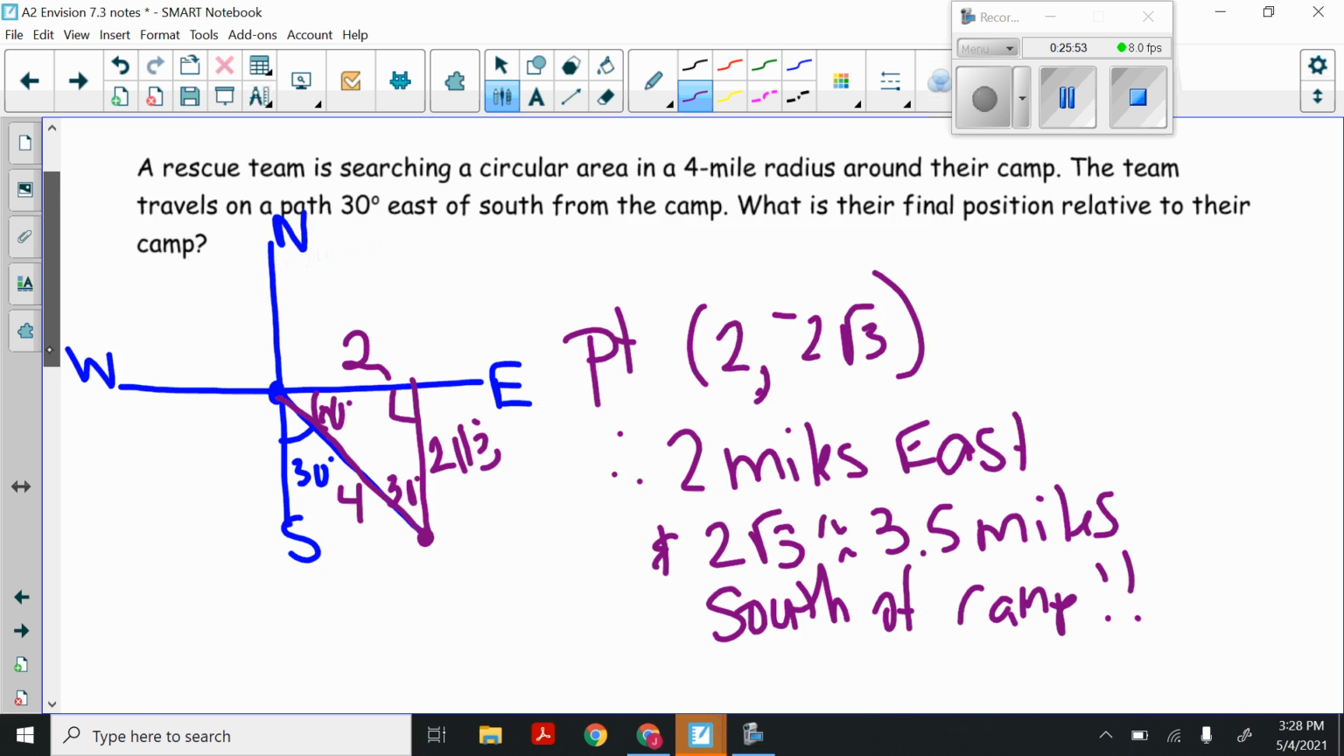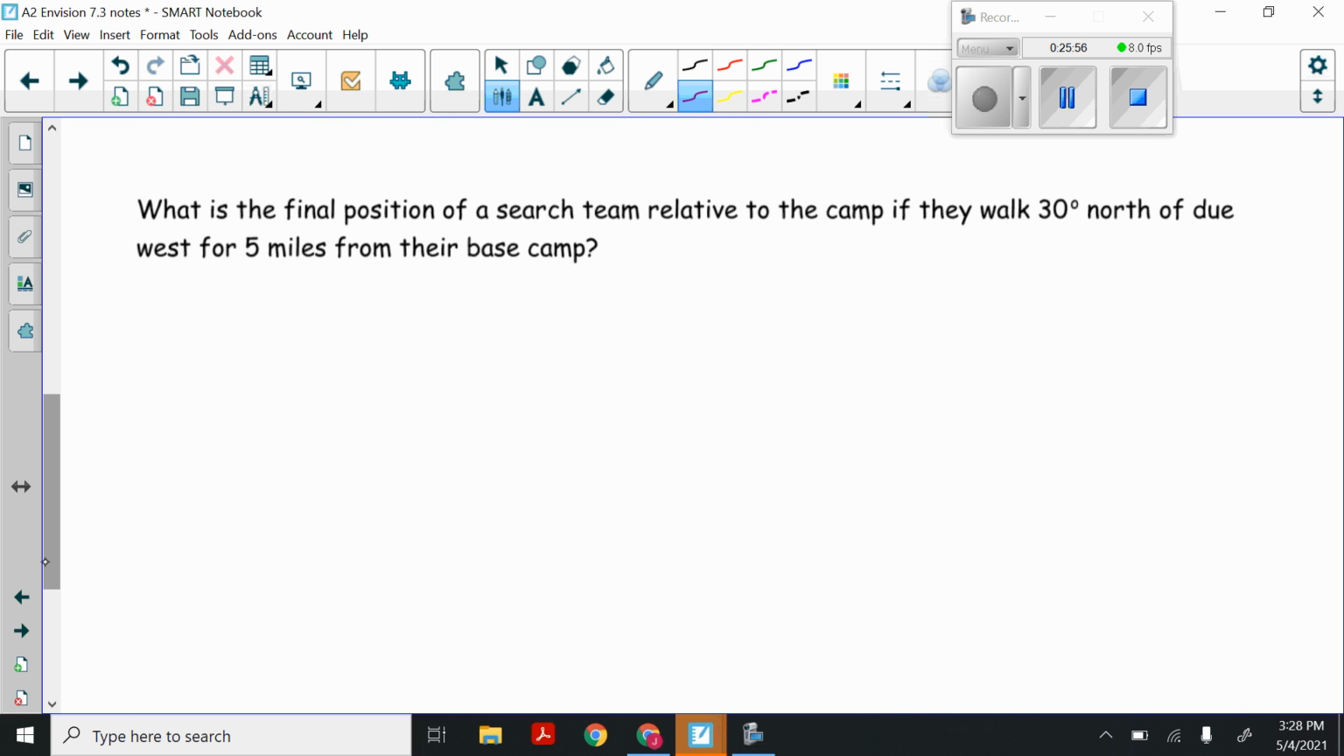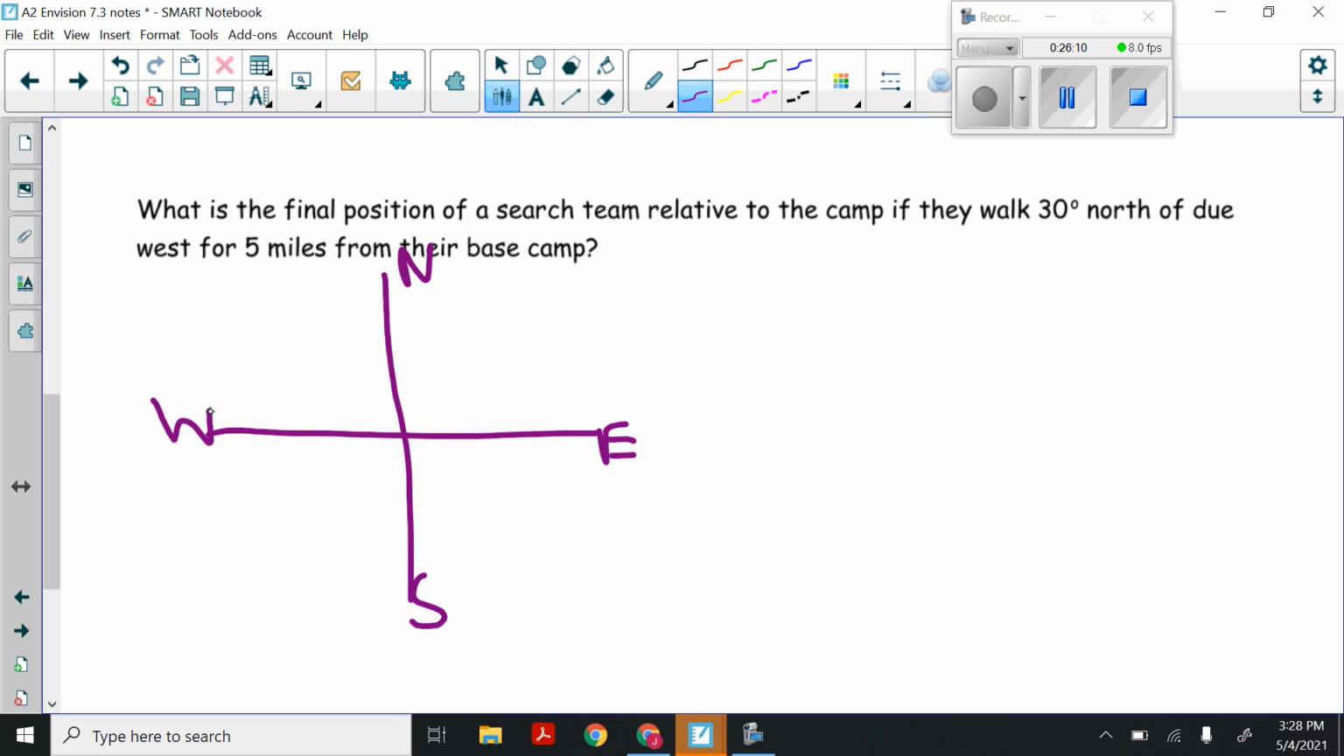All right, let's try another one of those. What is the final position of a search team relative to the camp if they walk 30 degrees north of due west for 5 miles from their base camp? So again, here's north, south, east, and west. They walk 30 degrees north of due west. So I start here and I walk 30 degrees north. So this is 30 degrees. So again, we're going to make our triangle. They've walked 5 miles west, so this is 5.